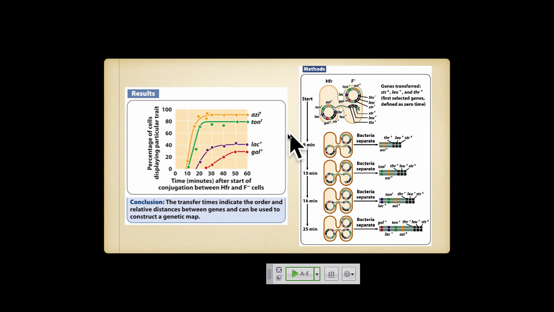And so if you look at this graph, what you begin to see is you can just sort of plot out how long it takes for the recipient cells, which will be the mutants, how long it takes for them to get the wild type copy of the gene.